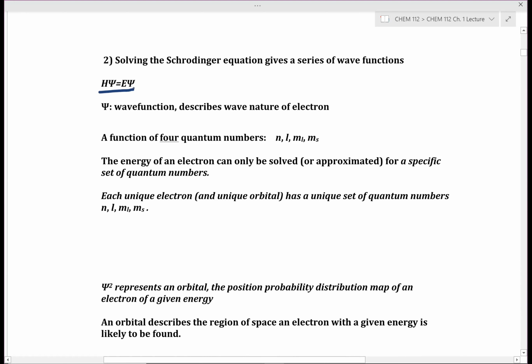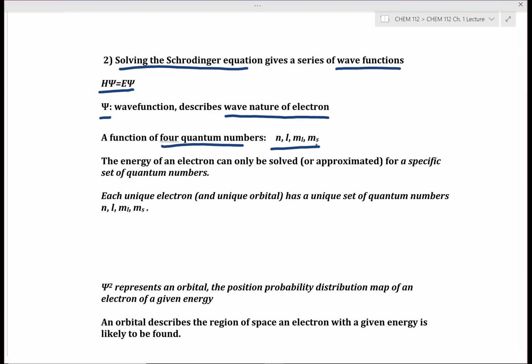You don't have to worry too much about the specifics. We're going to really fixate on the results of the Schrodinger equation. So when we solve the Schrodinger equation, we get a series of what are known as wave functions. And these wave functions, which are represented by this symbol, essentially describe the wave nature of an electron. Relevant to us chemists is this wave function is dependent on 4 quantum numbers. We call them n, l, ml, and ms. And what we're going to look at is how these quantum numbers affect the region of space electrons occupy.